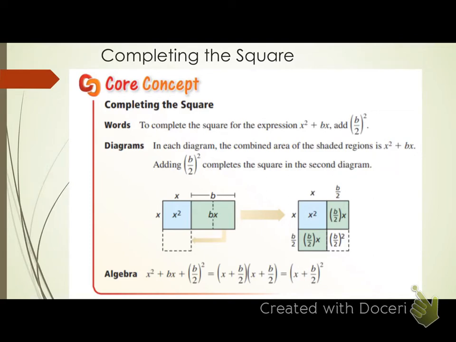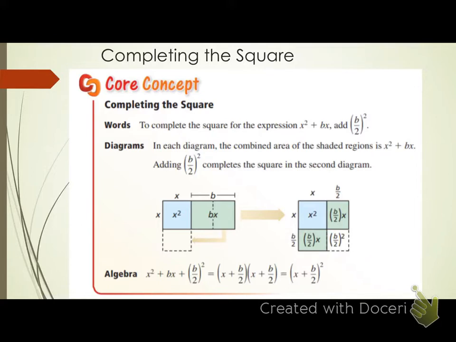So, here's our core concept, completing the square. To complete the square for the expression x squared plus bx, we want to add half of b squared. So our b value comes from this x squared plus bx. Whatever number that is, we take half of it, b divided by 2, and then square it. And that'll help us get a perfect square trinomial that we can factor, and it'll give me two factors that are the same. Anytime I complete the square by adding b over 2 squared, it'll give me a perfect square trinomial.